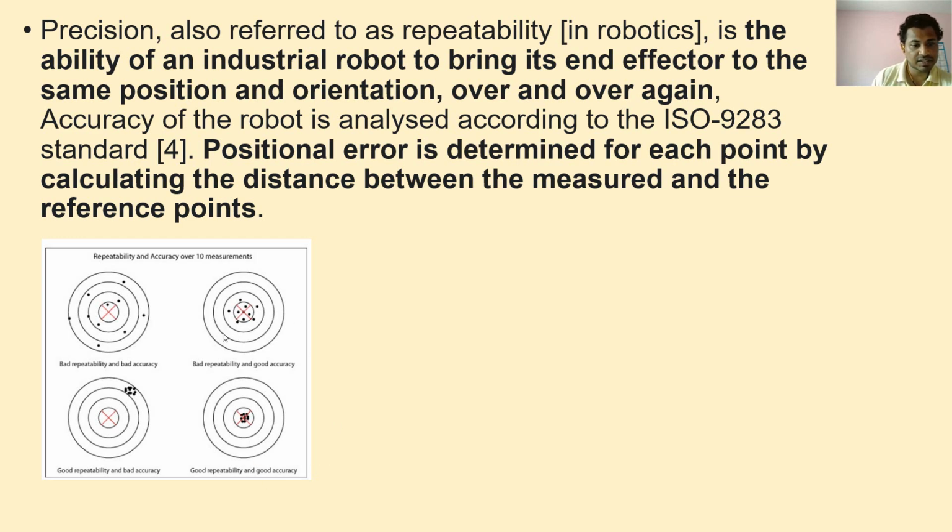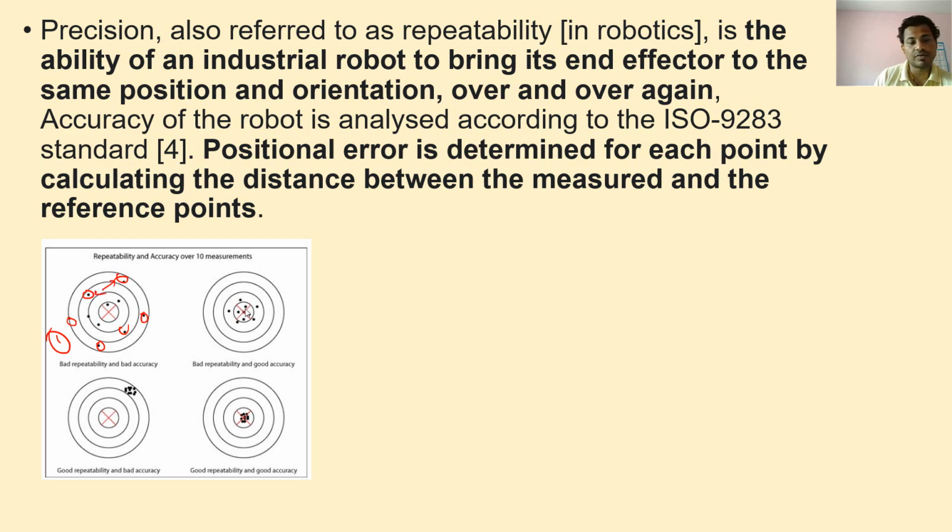So this is bad repeatability but good accuracy. And this is good repeatability but bad accuracy. Accuracy is how close the end effector or the output is to the original value. Case 1 is the example of bad repeatability and bad accuracy. Repeatability is bad because the values are not close to each other. There is a great gap between them.